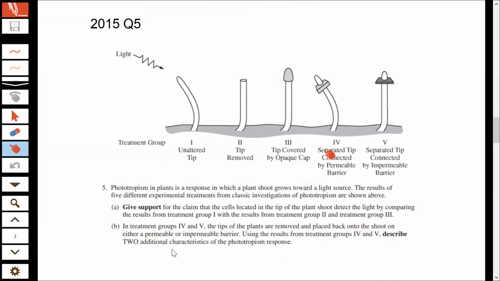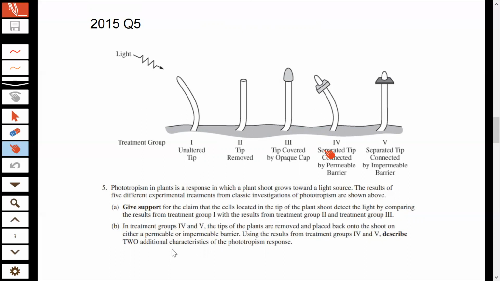So now we have one. We don't have a graph here, but we will have to talk about controls and different experimental groups. This is 2015 question 5. Phototropism in plants is a response in which a plant shoot grows toward a light source. The results of 5 different experimental treatments from classic investigations of phototropism are shown above. The first thing to look at is, what is the control? And it should be pretty obvious here. The unaltered. We're not changing anything.